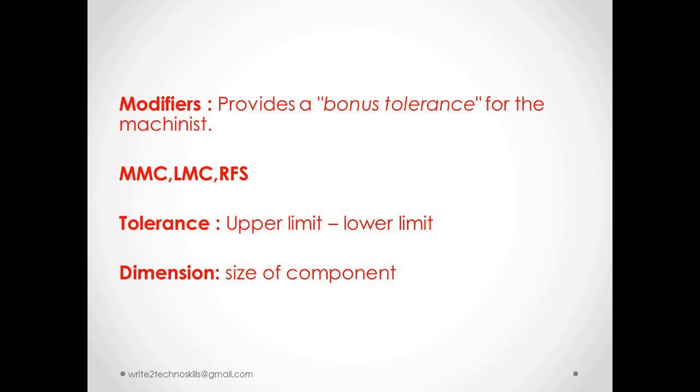The other terms in GD&T are modifiers. So what is a modifier? It provides a bonus tolerance for the machinist. And how many modifiers are there? There are three modifiers: MMC, LMC and RFS. MMC is maximum material condition, LMC is least material condition, and regardless of feature size is RFS.